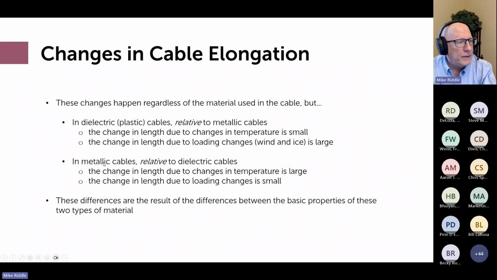Metal cables, it's the opposite. So relative to a plastic cable, the change in length due to a change just in temperature is large because its thermal coefficient of expansion is substantially higher than it is for a dielectric cable. And again, relative to the dielectric cable, the change in length due to loading changes is small. So a metal cable doesn't stretch as much relative to a plastic cable in response to wind and ice load changes. Doesn't mean it doesn't change at all. I'm just saying relative.